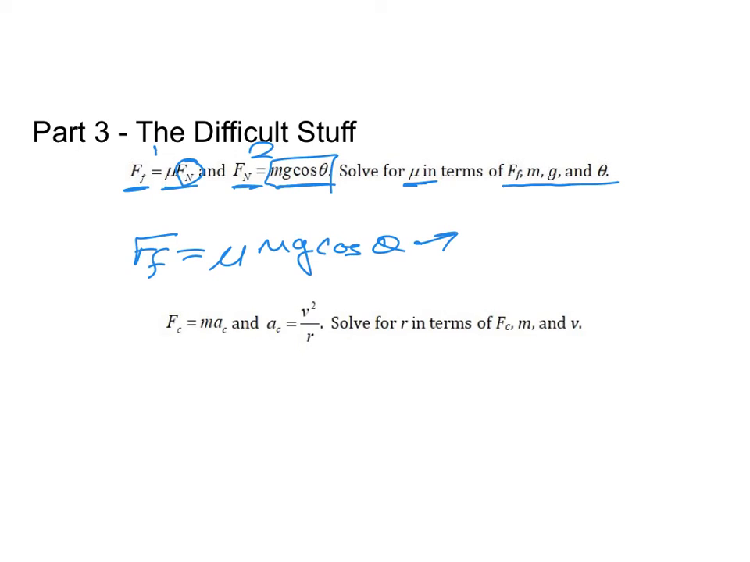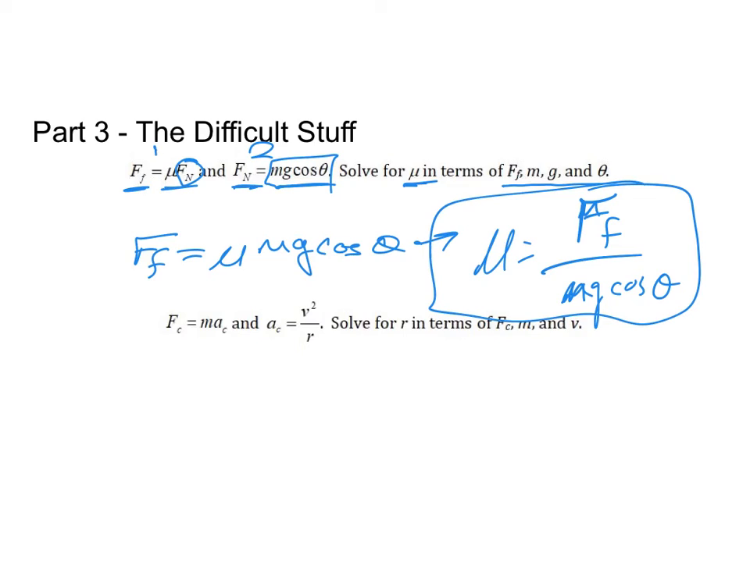All right, so if I'm solving for mu, I'm just dividing by everything else. So mu equals, nope, I went the wrong way. F_f divided by mg cosine theta. That's an m, not the mu. They kind of look the same. So that's my formula for that one.